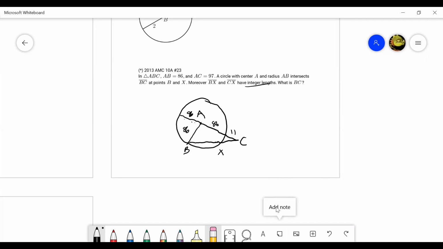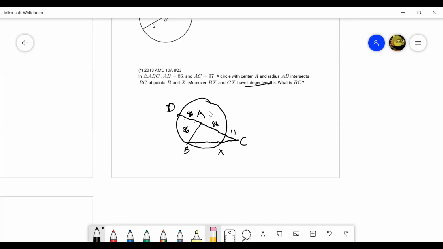So the key thing to note is that we can extend CA to the other side of the circle. For example, this is point D, and the radius is 86. So we just add 86 to this line.